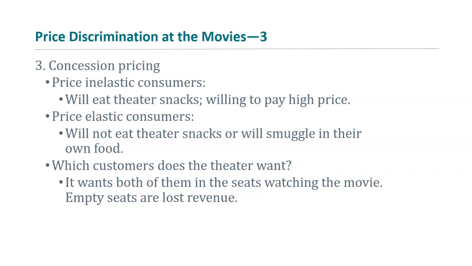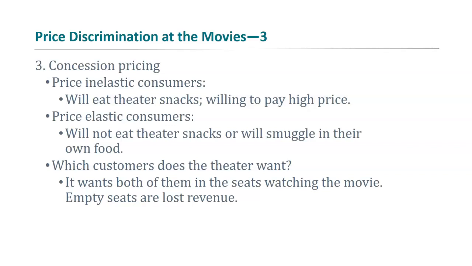They'll let you smuggle in your own food as long as you're paying for a movie, because they want you in the seat to watch the movie. Empty seats are lost revenue. They're paying to play the movie. They would like to be able to sell the seats for people to watch the movie. So even if you smuggle in your own food, they want you in there, right? That's in a sense price discrimination. They don't check to see if you're smuggling in your own food. They let you come in, and that's sort of your discount that gets you in the door, right?